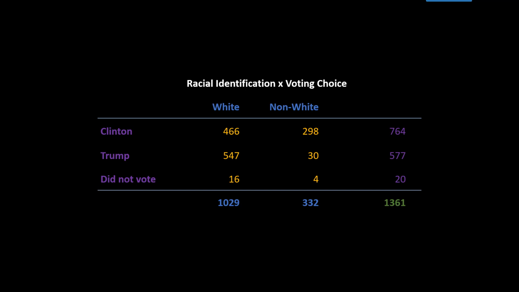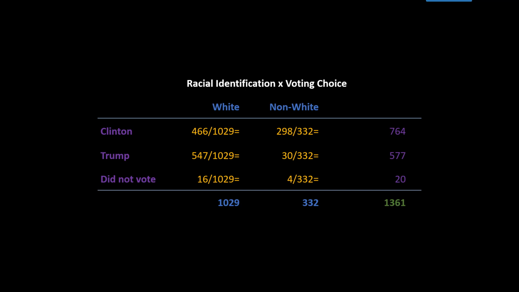were in both categories. For example, of the 1,361 respondents in the data set, 466 were both white and voted for Clinton. 298 were non-white and voted for Clinton. So from the table, it looks as if more whites went for Trump than blacks. But of course, we would have to percentage the table to check on this.